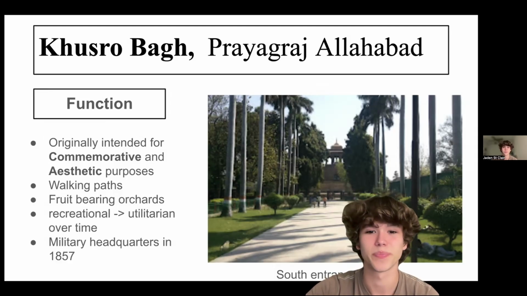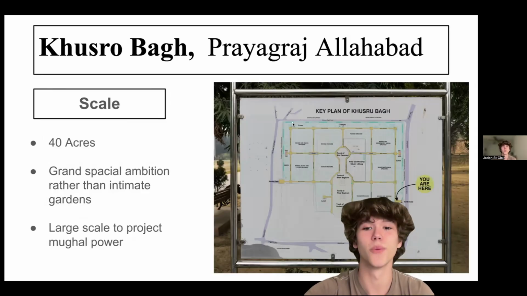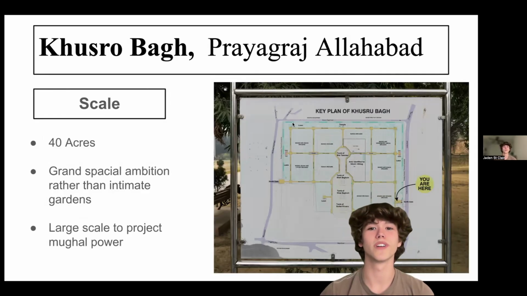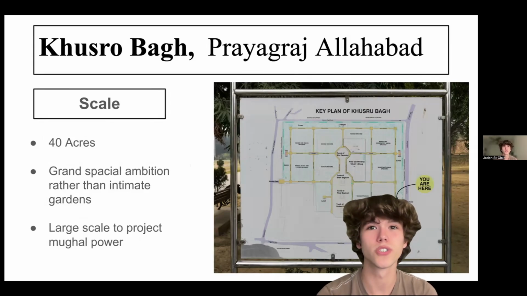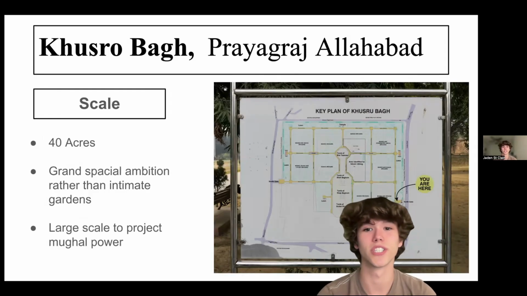While looking at scale, Khusro is grand, about 40 acres. Mughal designers wanted something that felt monumental, so the garden is much larger and more ambitious than other intimate Indian garden traditions. The size didn't just provide room for walking and planting, it was about projecting the dynasty's power and influence.